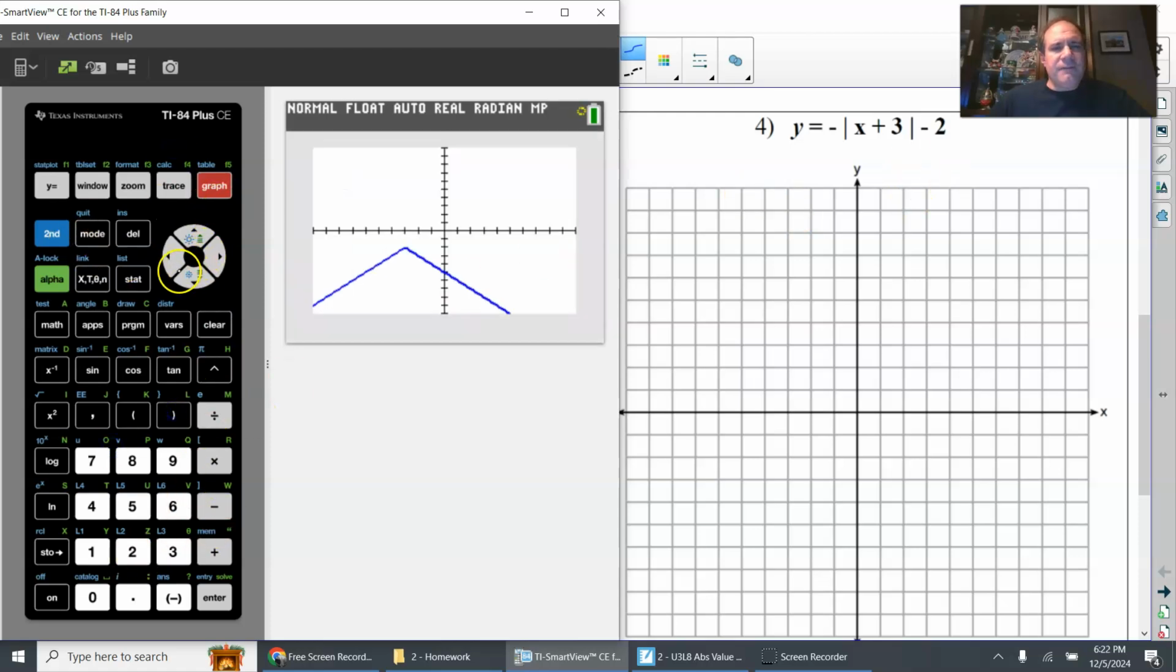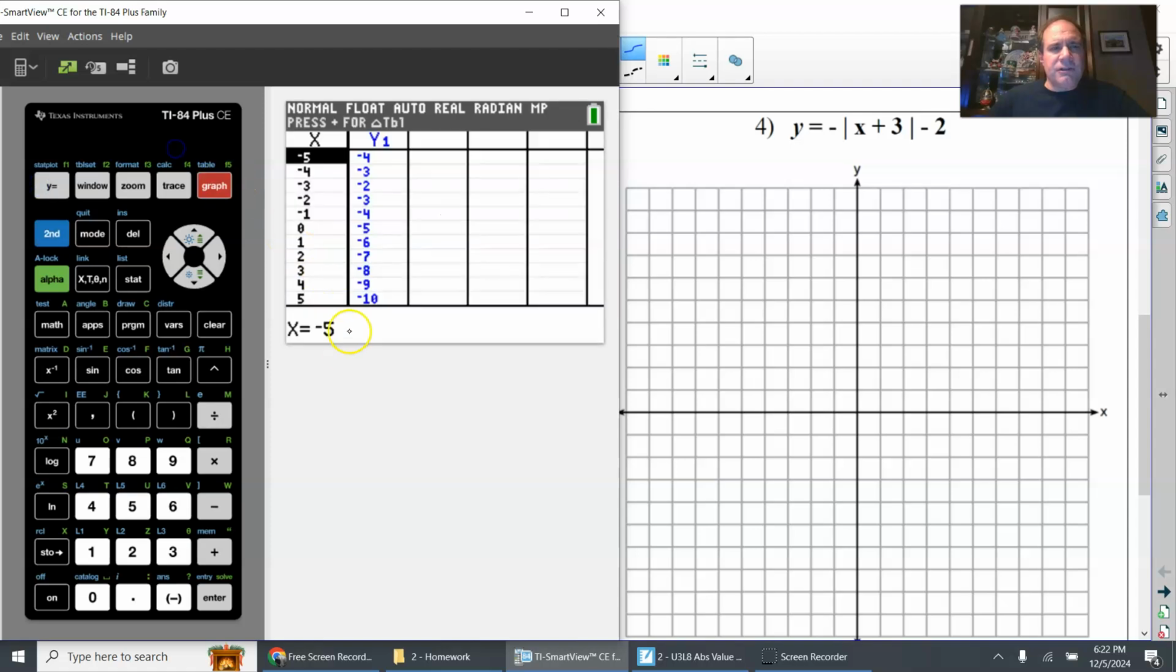So then you press graph, and you can see that this is upside down. The v is facing down, and it's facing down because there's a negative absolute value, the negative is on the outside. So if it's negative 10 and negative 9, which is down here, negative 9, negative 8, which is here. And then we're going to just go up just like this.